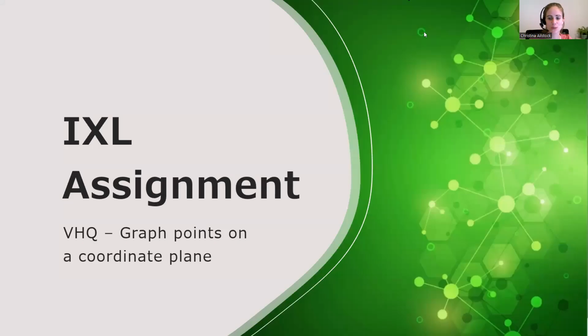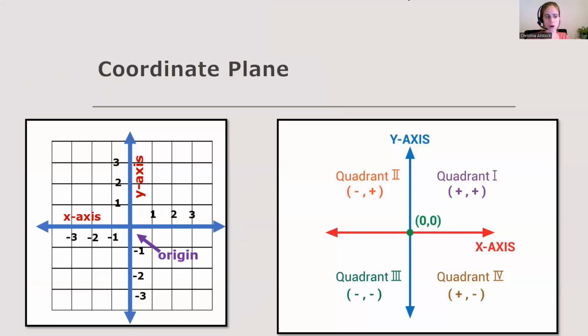Hi everyone, today we're going to be working on IXL assignment VHQ, graph points on a coordinate plane. So when we're talking about a coordinate plane, sometimes you'll hear people just call it a graph. But since there's technically lots of different kinds of graphs, this specific type is a coordinate plane. And it's made up of two number lines.